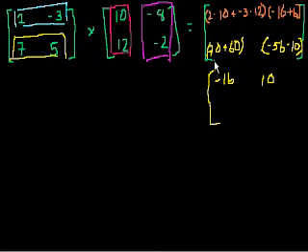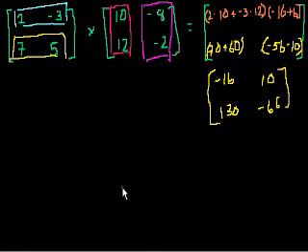90, was that what I said? No, this is 70. 70 plus 60, that's 130. And then minus 56, right? That's 7, minus 56, minus 10, so minus 66. So there you have it. We just multiplied this matrix times this matrix.